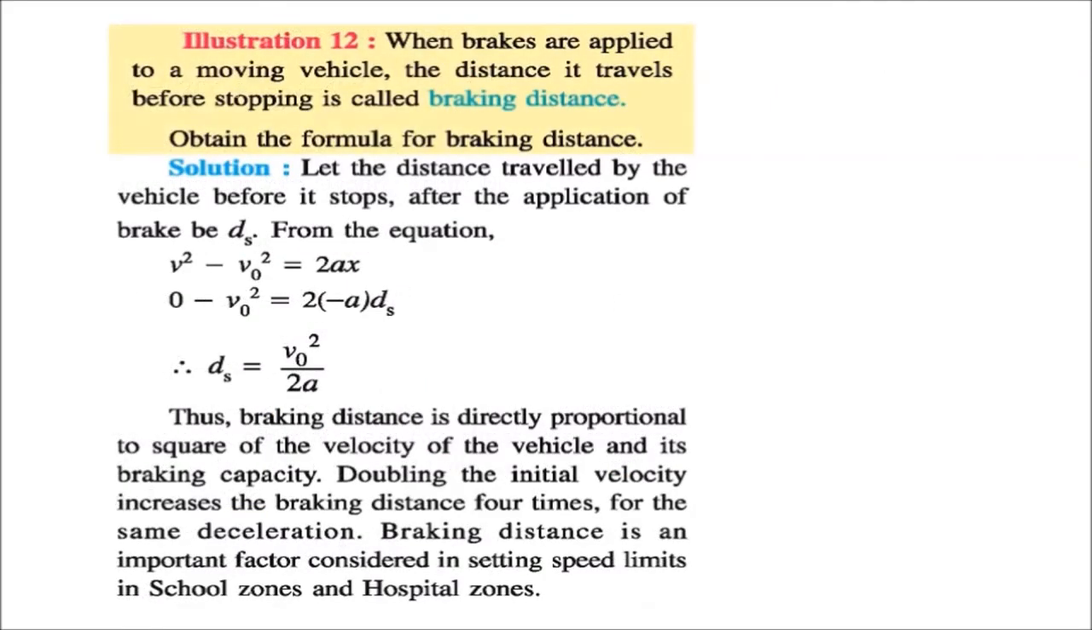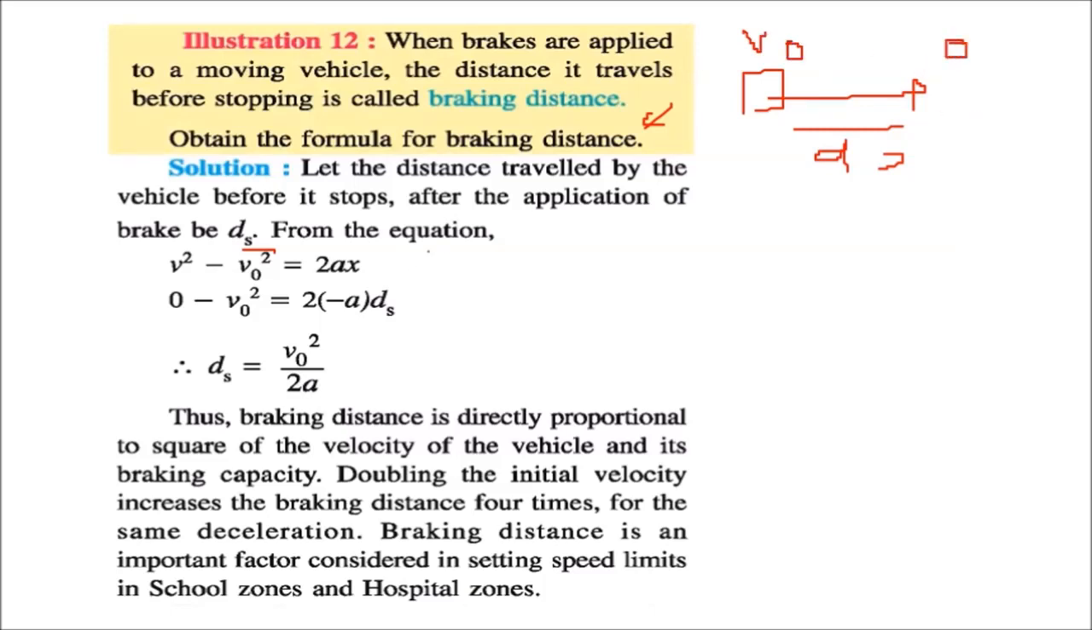When brakes are applied to a moving particle, the distance it travels before stopping is called braking distance. We have to obtain the formula for the braking distance. Let us say the distance traveled by the vehicle before it stops after the application of brake is ds. Because the motion is here, we are trying to stop it. We know the initial velocity is some v0, but the final velocity will be 0 because it is going to stop.